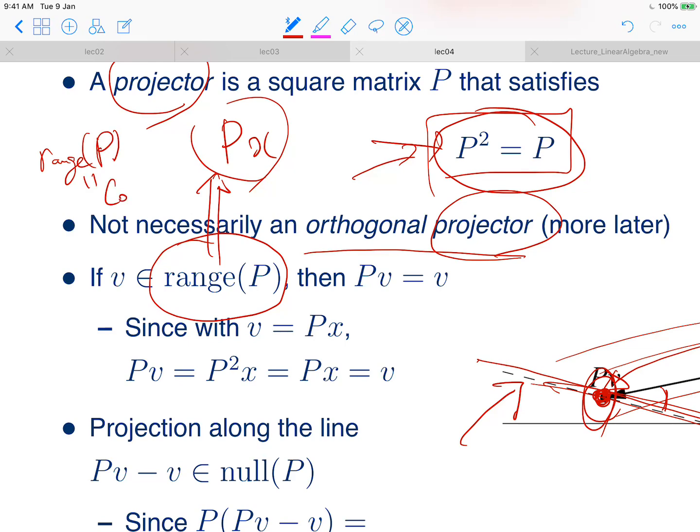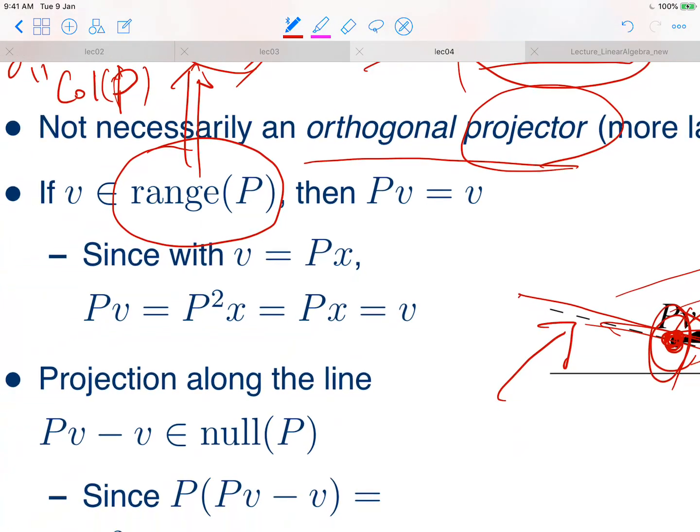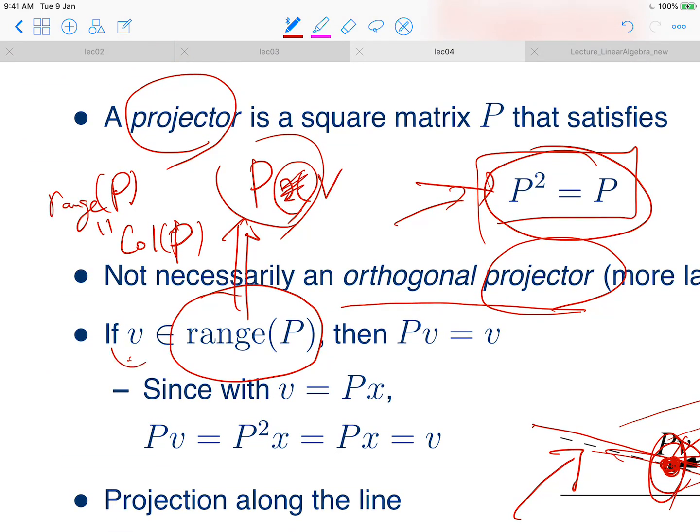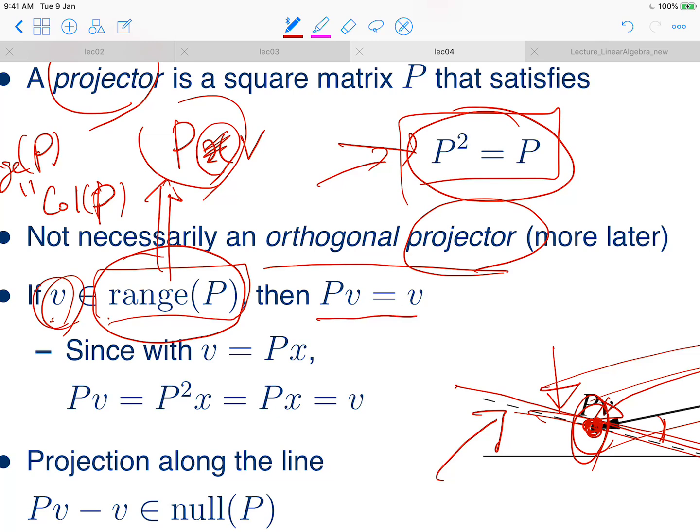Or it is the column space of P, right? Because x is a vector and P times x is a linear combination of the columns in P using the coefficients of x. So if the input vector x, or v, is already in the range of P, in this case v is already inside of this surface. So we know intuitively that this additional projection should give the same as the original point, right?